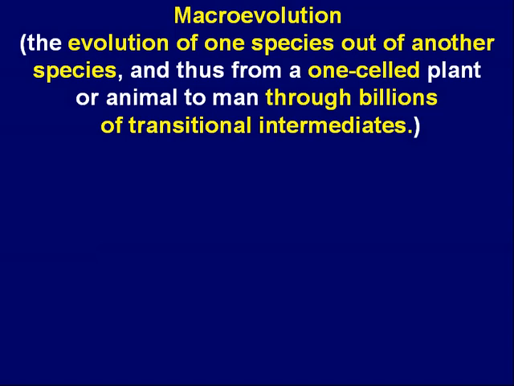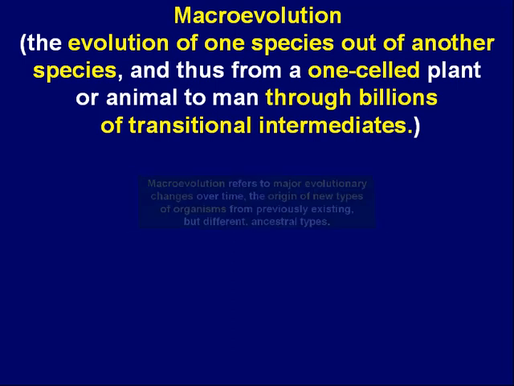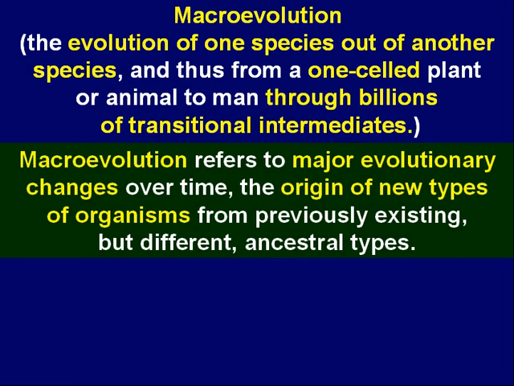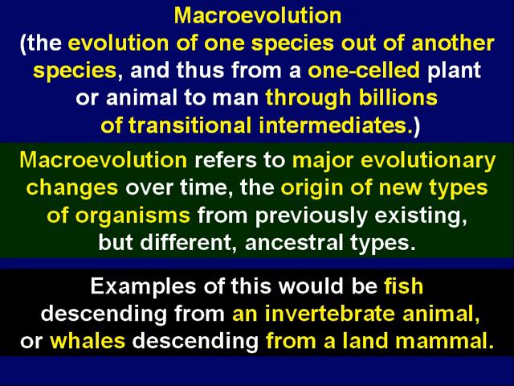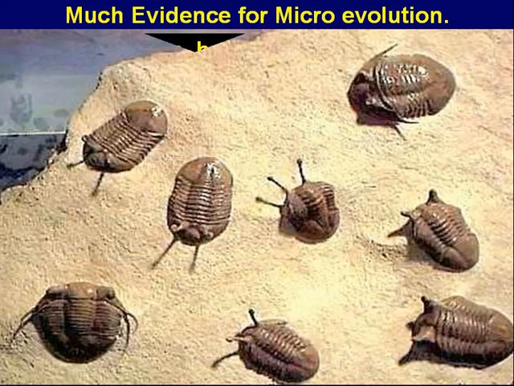Macroevolution, the evolution of one species out of another species, and thus from one celled plant or animal to man through billions of transitional intermediates. Macroevolution refers to major evolutionary changes over time, the origin of new types of organisms from previously existing but different ancestral types. Example of this would be a fish descending from an invertebrate animal, or whales descending from a land mammal. Actually, they claim that whales are descended from elephants in evolutionary biology.